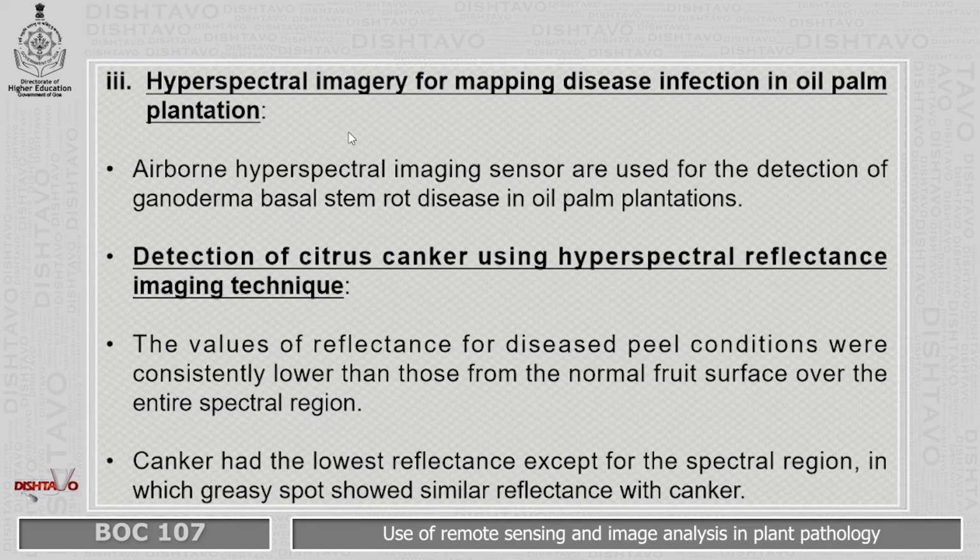The third one, hyperspectral imagery for mapping disease infection in oil palm plantation. The airborne hyperspectral imaging sensors are used for the detection of basal stem rot disease in oil palm plantation. Detection of citrus canker using hyperspectral reflectance imaging technique. Now, the value of reflectance for diseased peel conditions was consistently lower than those from the normal fruit surface over the entire spectral region. Canker had the lowest reflectance except for the spectral region in which greasy spots showed similar reflectance with canker.